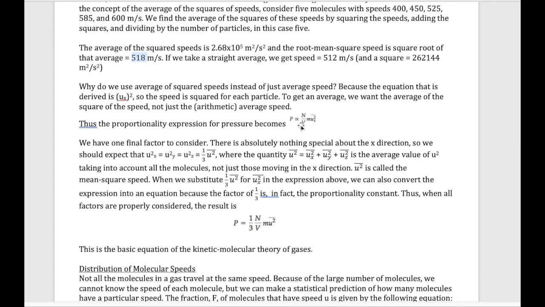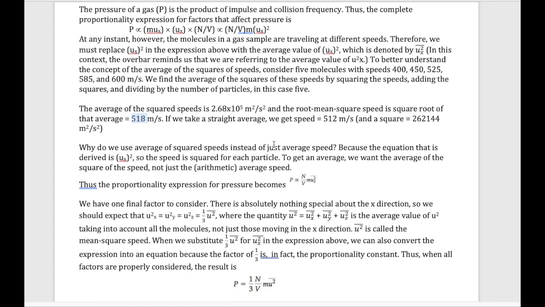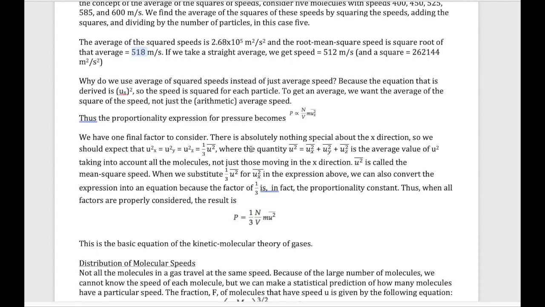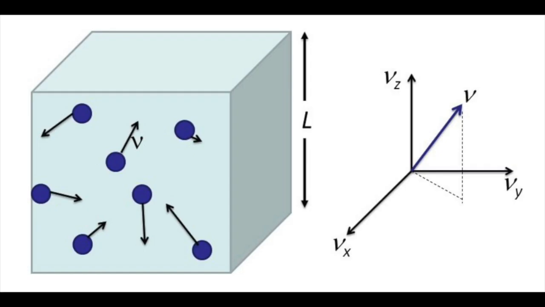Once we have the expression of the squared speed, this is what the pressure is proportional to: n over v times m times u squared, with a bar on top, which just means that it's the average of the squared speed. The last thing we need to think about is the different directions that molecules can move in. Right now we're only analyzing the x direction, but it's clearly possible that the molecules also move in the y direction, as well as up and down, which is the z direction.